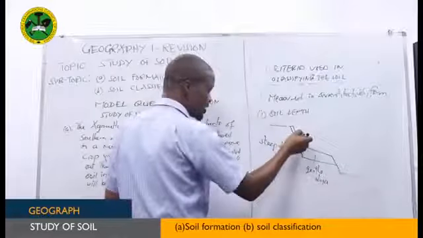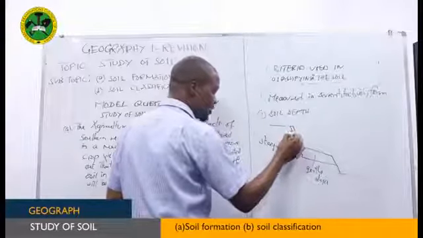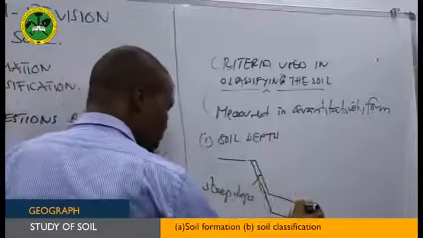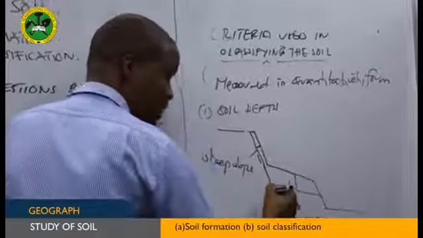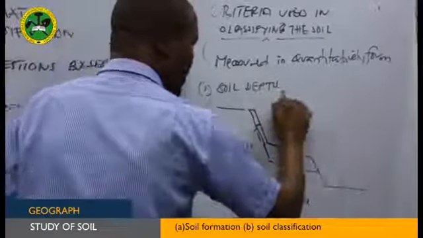So how deep the soil is, is what we call the soil depth. As you can see right here, the depth of the soil is shallow, while right here, the depth of the soil is deep. So the deepness or the shallowness of the soil, we call it what? The soil depth.